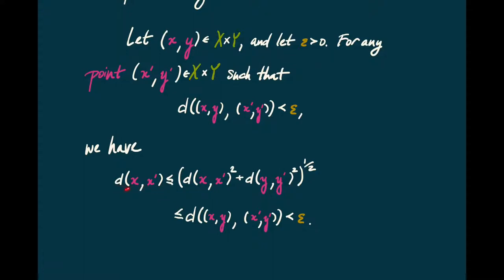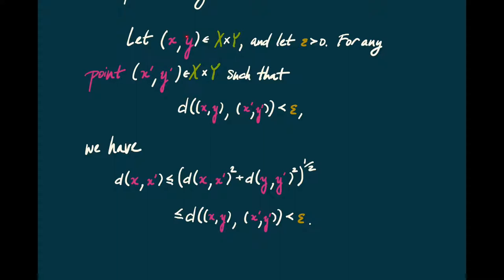I'm quite fortunate because now what can I do? I can look at the distance from x to x', and I can see that it's less than or equal to the square root of the distance from x to x' squared plus the distance from y to y' squared. And why is that? Well, the quantity under the root must be at least non-negative, so whatever this quantity is, it must be at least as big as this. But what is this quantity? This quantity is exactly the distance from (x, y) to (x', y'). And by assumption, that number is smaller than epsilon. So now we've proven what we want. We've proven that PR1 is indeed a continuous map.